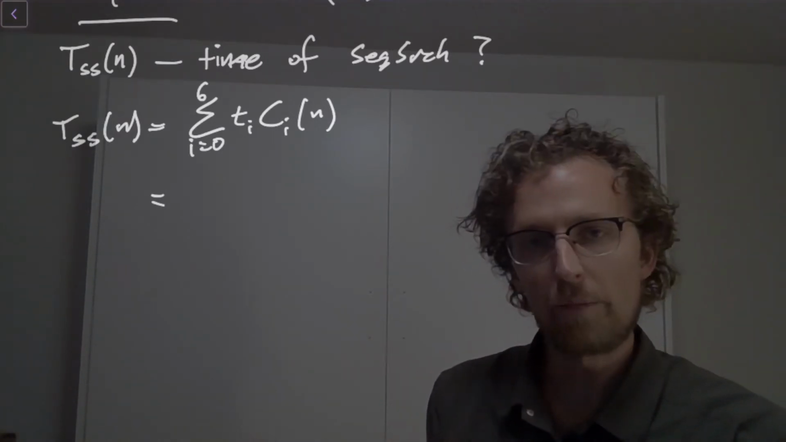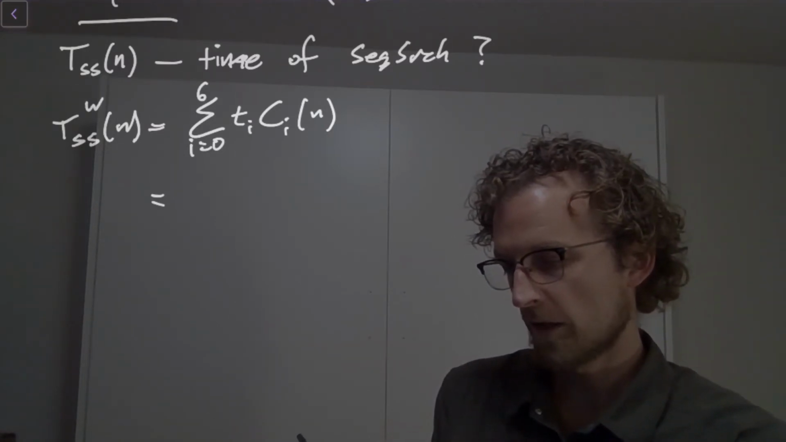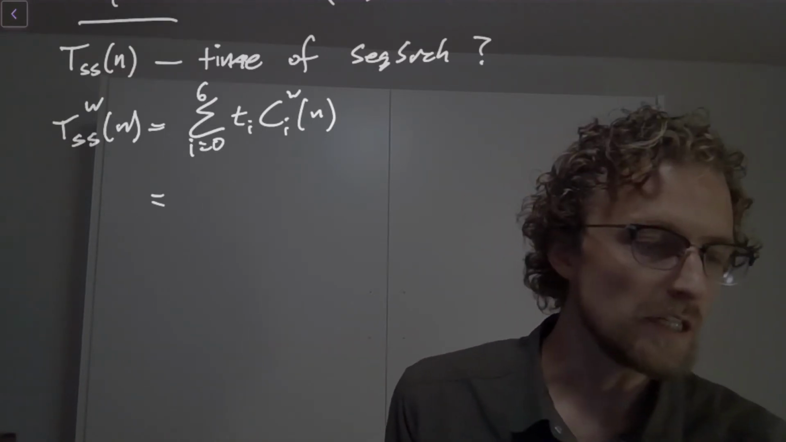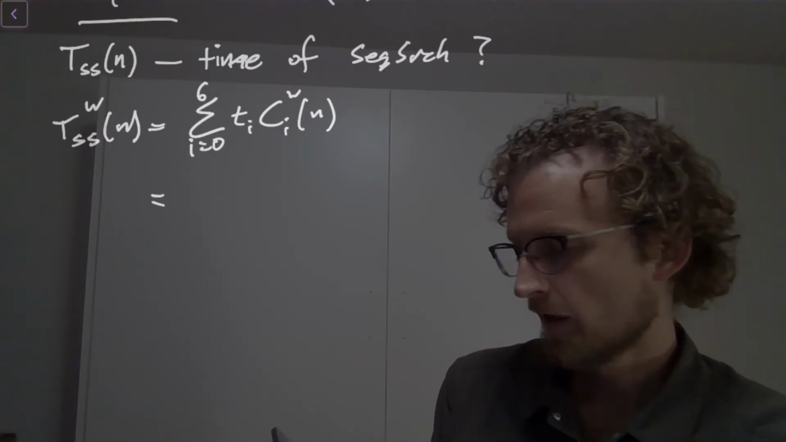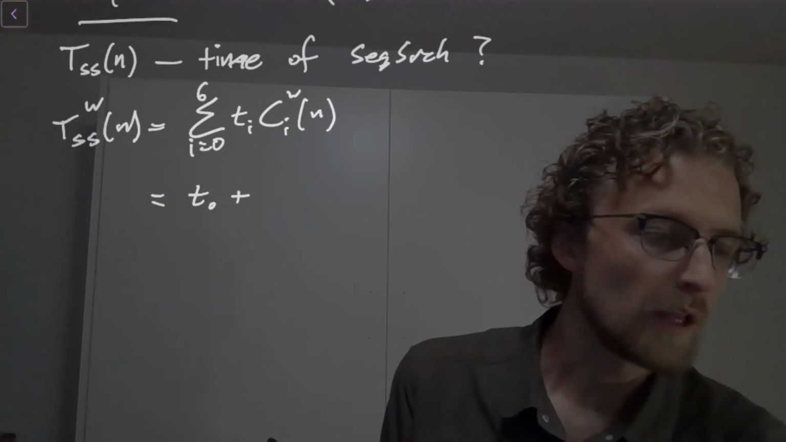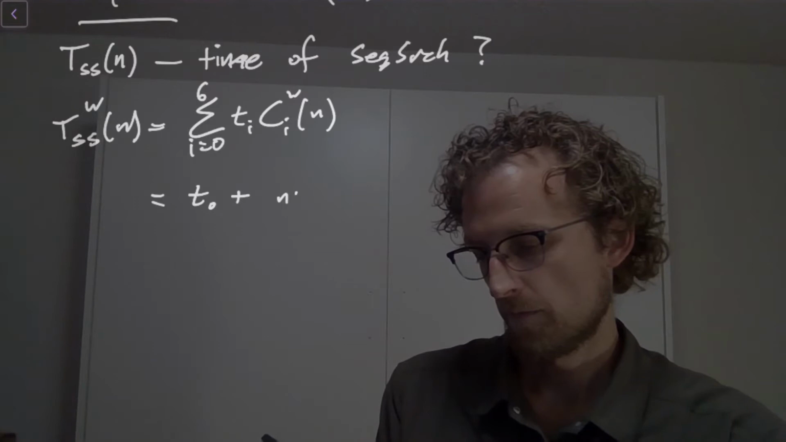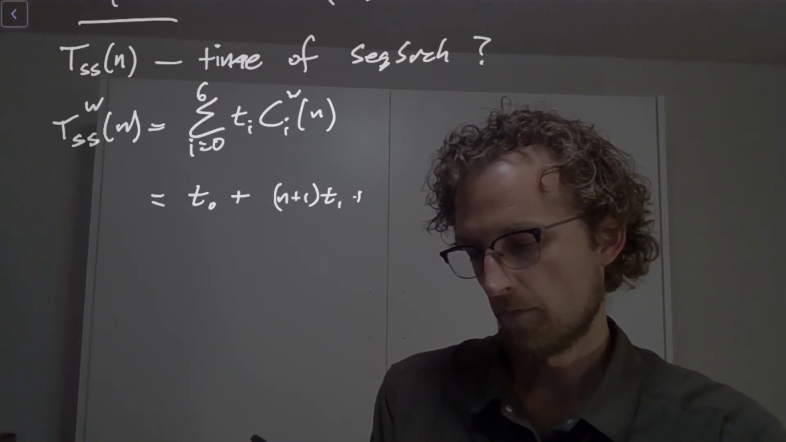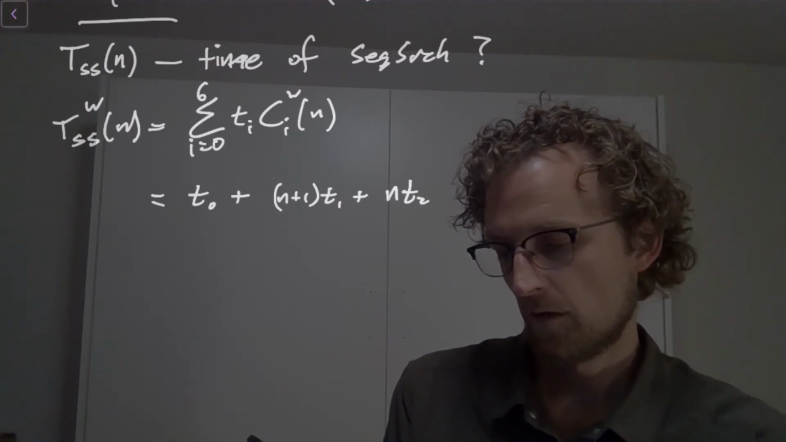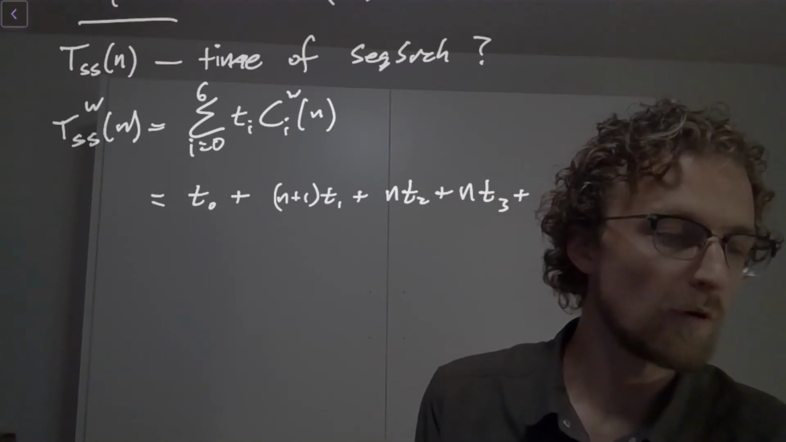All right, so here I'm going to ask this question in the worst case. What's the worst case running time? What's the worst case execution count for each of these? So this equals the following expression. This is T0 plus n plus 1 T1 plus nT2 plus nT3 plus T4 plus T6.